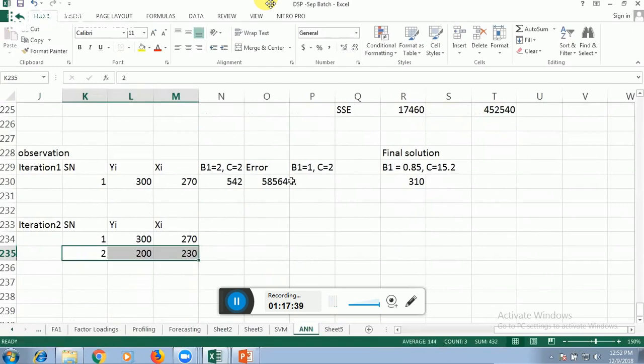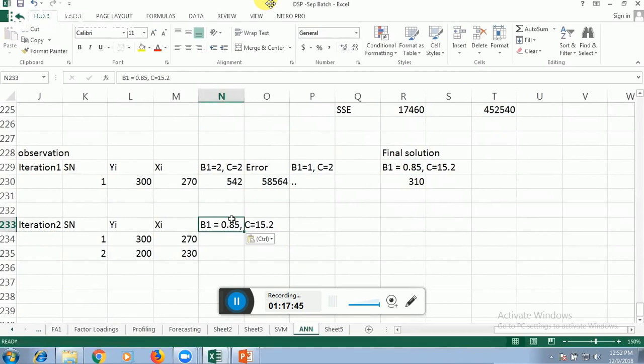Now what I'm saying is, again, we will start the solution from where? We will start the solution from here. And you will continue the process such that your solution is, okay, beta 1 equal to 0.842 and c equal to 15.9. For example, this is your final solution, you got it. And this is the solution for first two records. If I take it, that is the minimum sum of squares of error you got.